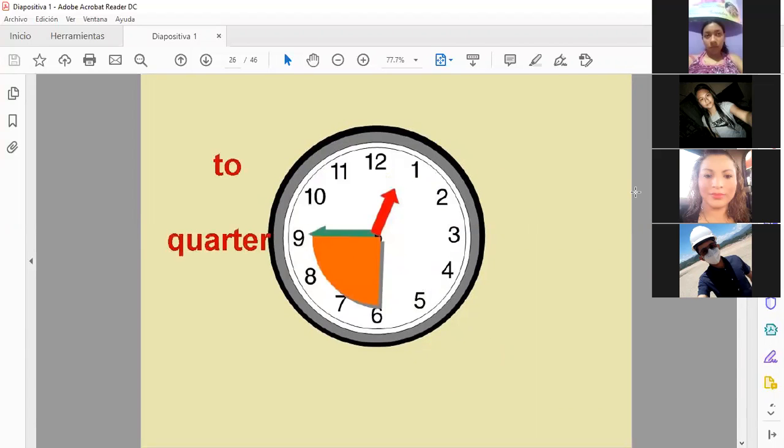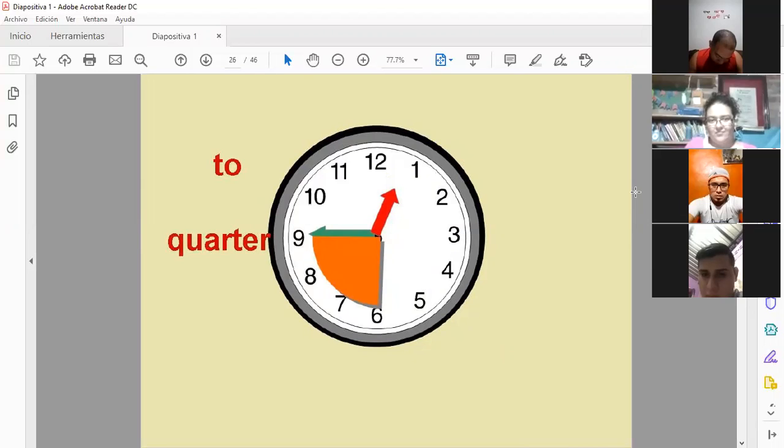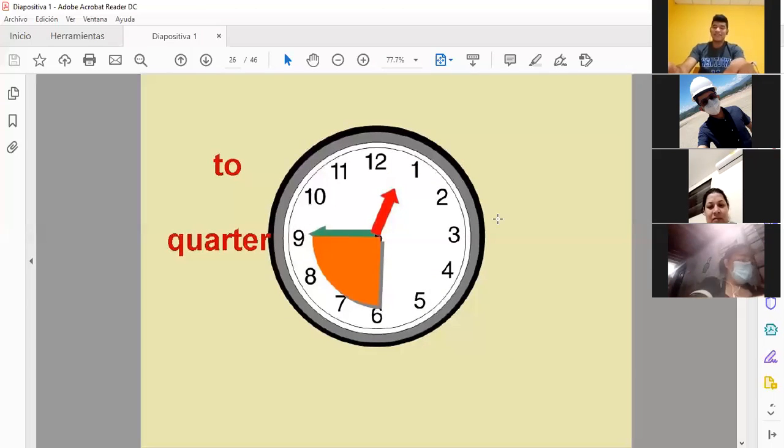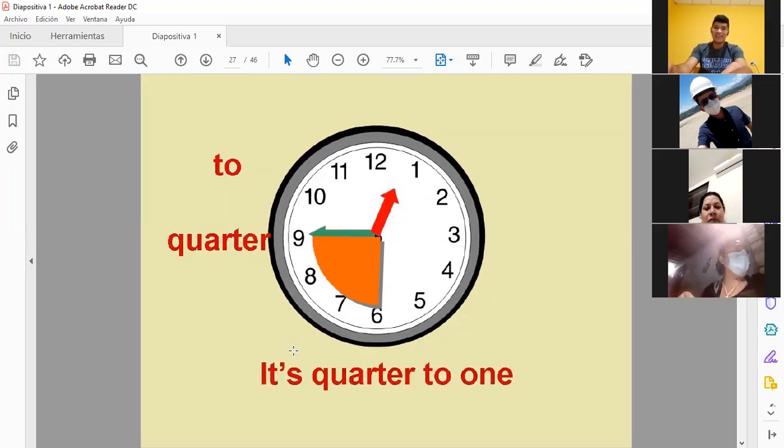Okay, what about this one? Let me see Walter again. Since Walter got the o'clock. Walter, a quarter to one. How do you say that in English? It's a quarter to one. Perfect. It's quarter to one. Very good.